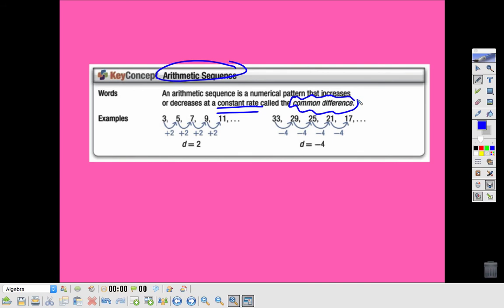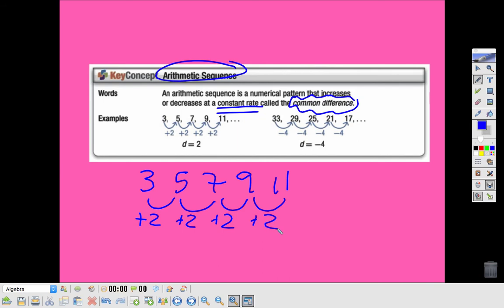Have we been working with constant rates this whole chapter? Yeah. Slope, constant of variation. It's the same type of thing, okay? And it's called the common difference. So if we look at this pattern, 3, 5, 7, 9, 11, what are we doing from each stage? Adding 2. So when we're talking about arithmetic sequences, we're talking about adding and subtracting in the pattern. Not multiplying and dividing, only adding and subtracting. So the common difference, or the D, will be 2.